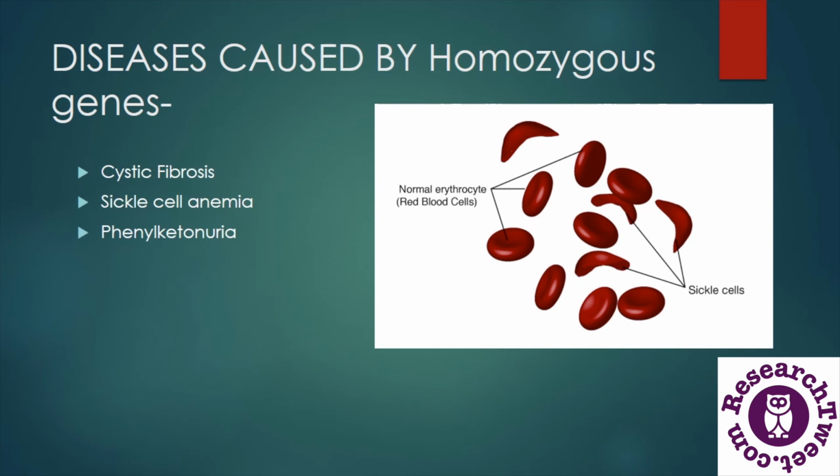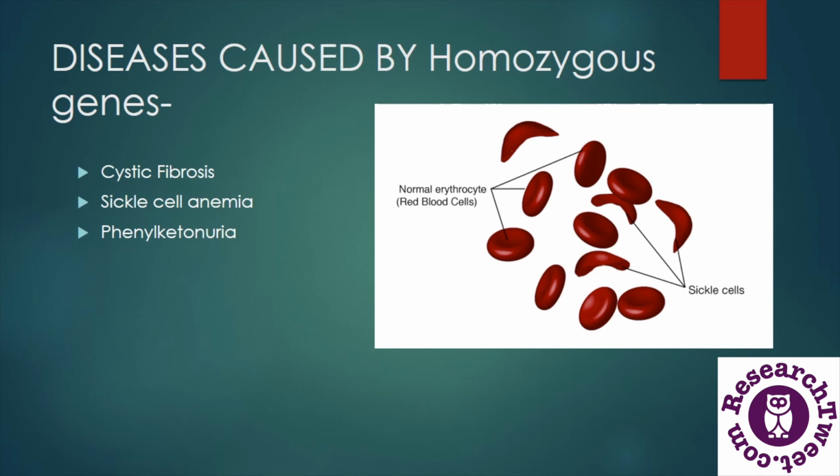Now we will discuss the diseases caused by homozygosity. There are several diseases which are caused by mutated alleles. If the alleles are recessive, then it is more likely to cause disease in individuals who are homozygous. There are some diseases caused by recessive alleles. The examples are cystic fibrosis, which causes thick mucus to build up, and another example is sickle cell anemia, which leads to the development of abnormal beta globin and poor blood supply.